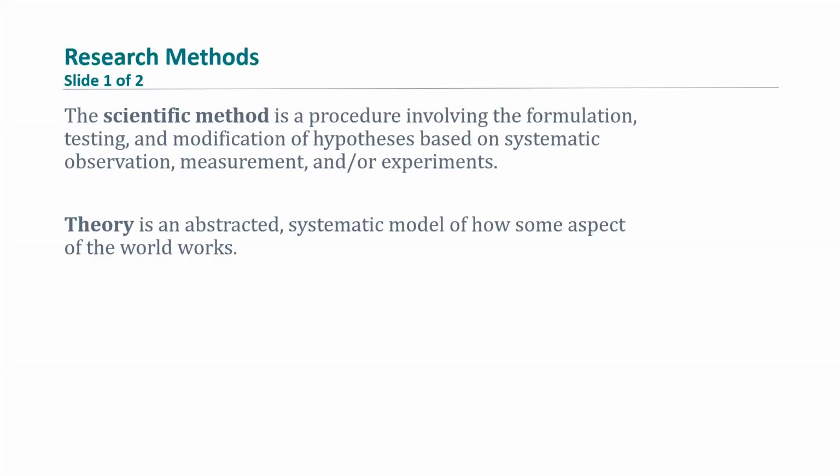Sociologists follow the scientific method of gathering evidence, forming hypotheses and theories, a systematic schema, to explain it according to rules called research methods. The scientific method is a procedure involving the formulation, testing, and modification of hypotheses based on systematic observation, measurement, and/or experiments. A theory is an abstracted, systematic model of how some aspect of the world works.